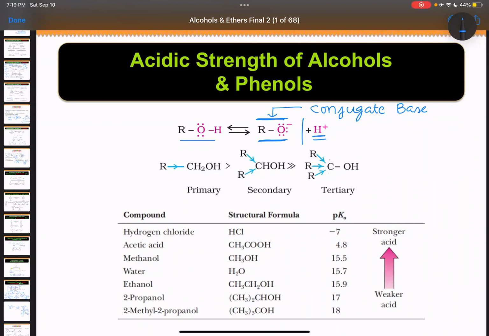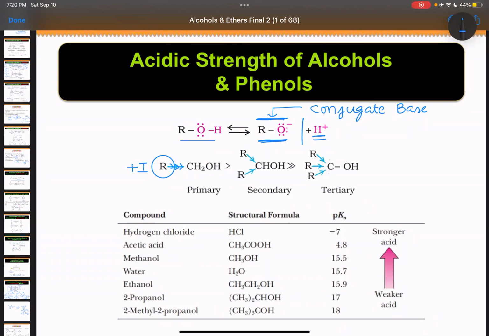But what makes the conjugate base stable or unstable? You need to check the number of alkyl groups, and alkyl groups are not electron withdrawing, they are electron donating groups. That is called plus because they are not very electronegative. So if you have electronegative groups on the alcohol, the conjugate base is going to become more and more stable and it is going to lose H plus very easily.